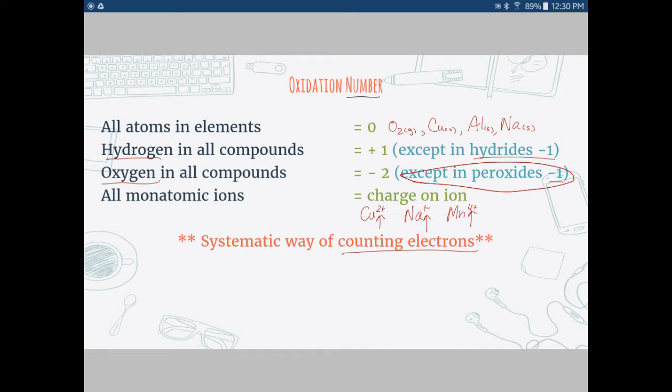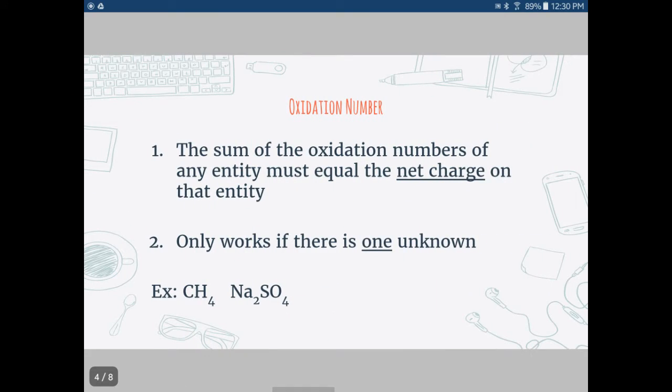A few more rules to keep in mind: when determining an oxidation number, we need to look at the sum of the oxidation numbers of every entity in that compound or polyatomic ion, and that must equal the net charge on that entity. Determining oxidation number also only works if there's one unknown to solve for.